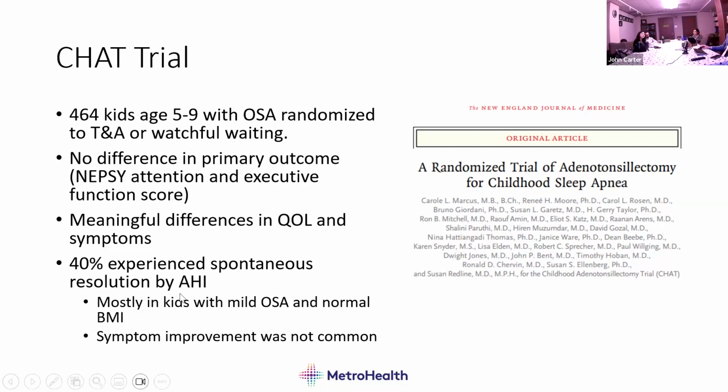Similarly, the spontaneous improvement was mostly in kids with mild baseline OSA. It was mostly in kids with a normal BMI, and there were some ethnic and racial disparities as well. African-American kids did not have nearly the same amount of spontaneous improvement as non-African-American kids, and we don't really know why.